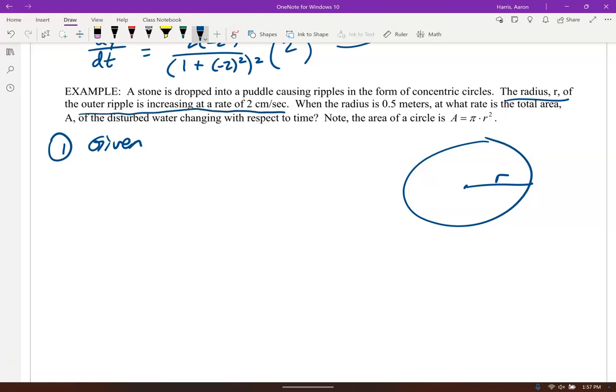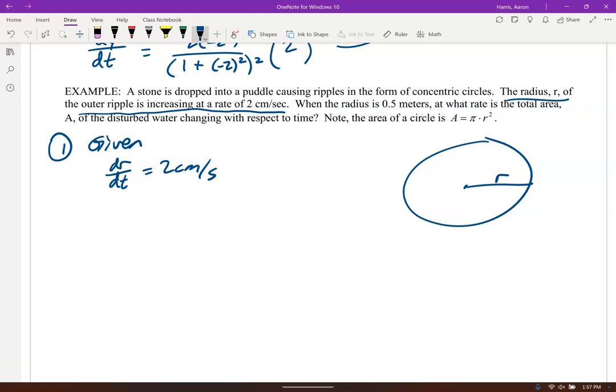is increasing at, in other words, its rate of change is changing, right? Because we have these concentric circles, right? As time goes on, that radius is getting bigger, bigger, bigger, right? So dr/dt, 2 centimeters per second. So per second, the radius is increasing 2 centimeters per second. Does that make sense? That's our dr/dt.